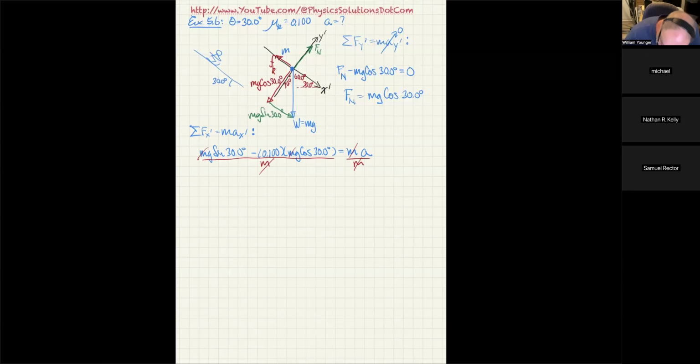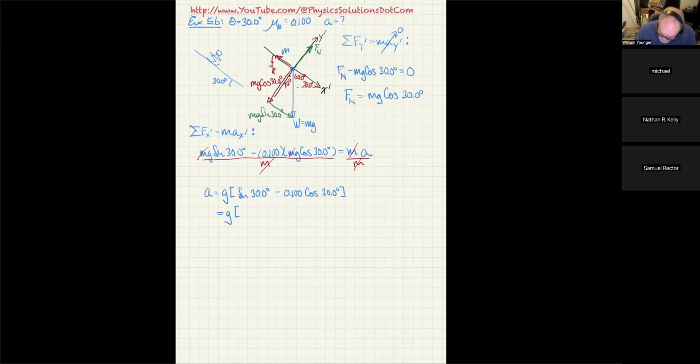And lo and behold, I'm going to get a is equal to g times, now in this case, I've got sine 30.0 degrees, minus 0.100 times the cosine of 30.0 degrees, and that's the actual acceleration. So we can go ahead and calculate that either in terms of g or just as a number.